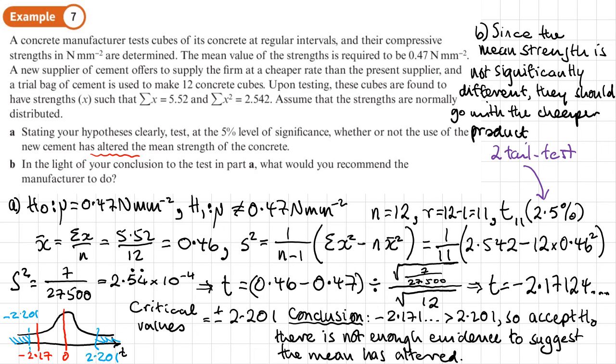And then lastly, part B, in light of your conclusion to the test in part A, what would you recommend the manufacturer to do? I would say, well, since the mean strength is not significantly different, we saw that with this hypothesis test, they should just go with the cheaper product. There's not much difference in terms of the mean strength of them, and to save money, go with the cheaper one.